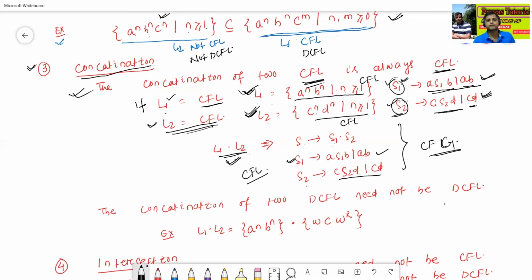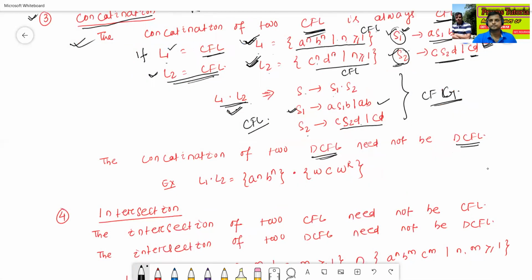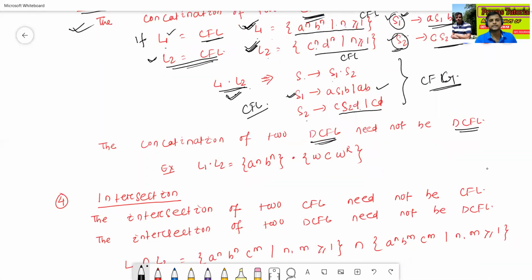The concatenation of two DCFL languages need not be DCFL. How? Now we'll see one more example. See here, example. Let L1 be the language a to the power n, b to the power n such that n is greater than or equal to 1. This language is also DCFL.